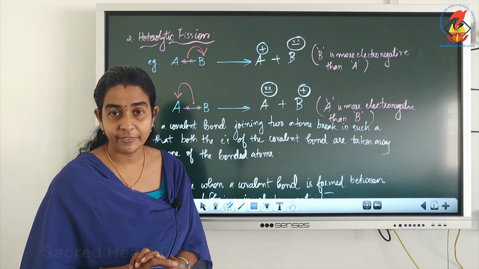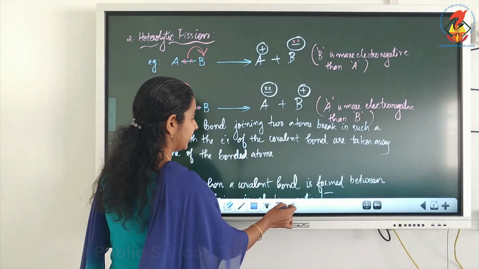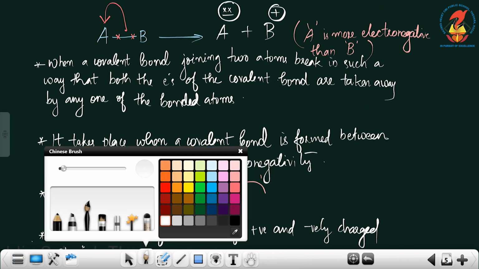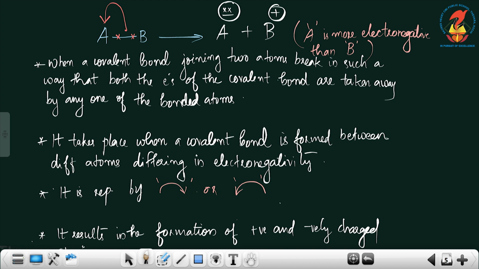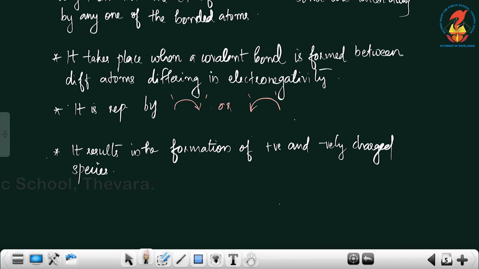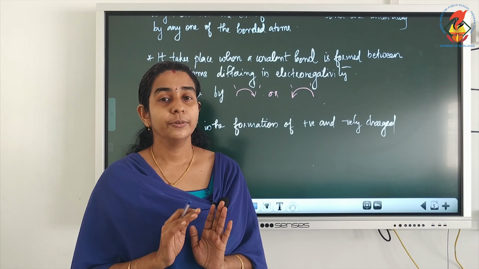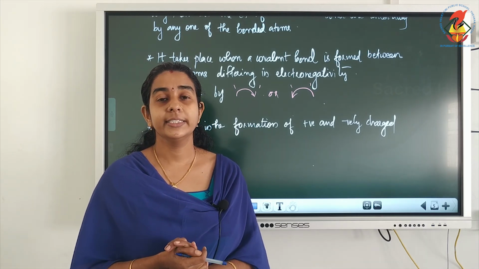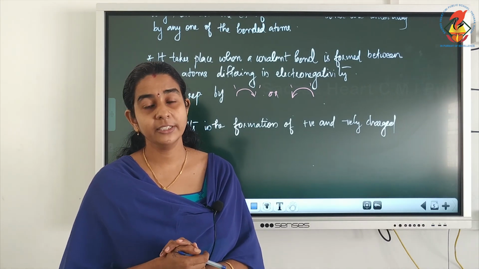And see the products after the heterolytic cleavage, we are getting positively charged and negatively charged species. So how can we define heterolytic cleavage? When a covalent bond joining two atoms breaks in such a way that both the electrons of the covalent bond are taken away by any one of the bonded atoms. It takes place when a covalent bond is formed between different atoms differing in electronegativity. It is always represented by a complete arrow. Either in any one direction we can draw. It will always point towards the more electronegative atom, and it results in the formation of positively charged and negatively charged species. This is about the fundamental, the basic type of how the fission of a covalent bond takes place during a chemical reaction.